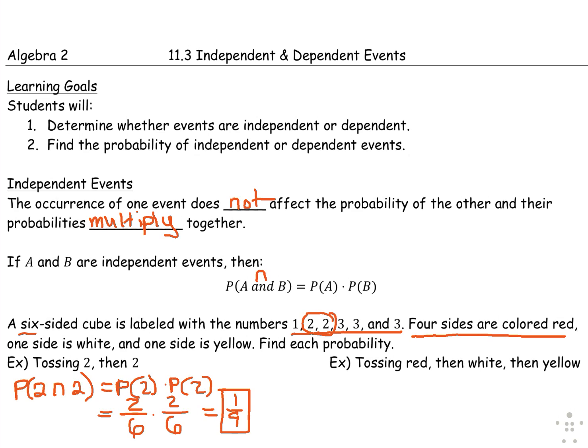In the next example, tossing red, then white, then yellow. Again, it's independent because I'm going to toss a red, pick up that number cube, then toss a white, pick up the number cube, then toss a yellow. One is not affecting the other. So the probability of rolling a red and a white and a yellow is the product of their individual probabilities.